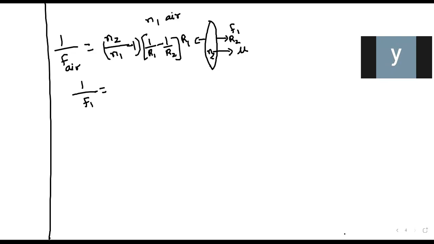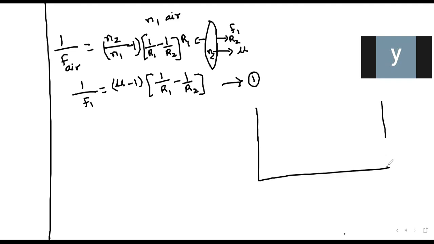Now what happened is that it is mu minus 1 times 1 by r1 minus 1 by r2, called as equation 1. Now what I did is that I am having liquid here. I don't know whether it is water or some other substance. You can take ether.